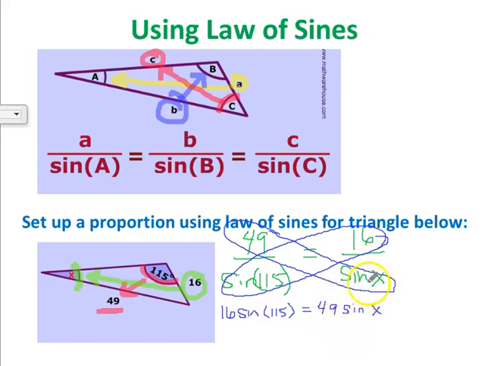So 49 is being multiplied by all of this, right? So we want to work on getting sine all alone, so I'm just going to start by dividing each side by 49. And I'm going to let my calculator do all the work. So I'm going to type into my calculator 16 sine 115 divided by 49. And then I'm going to round, and I get 0.30 equals sine of x.